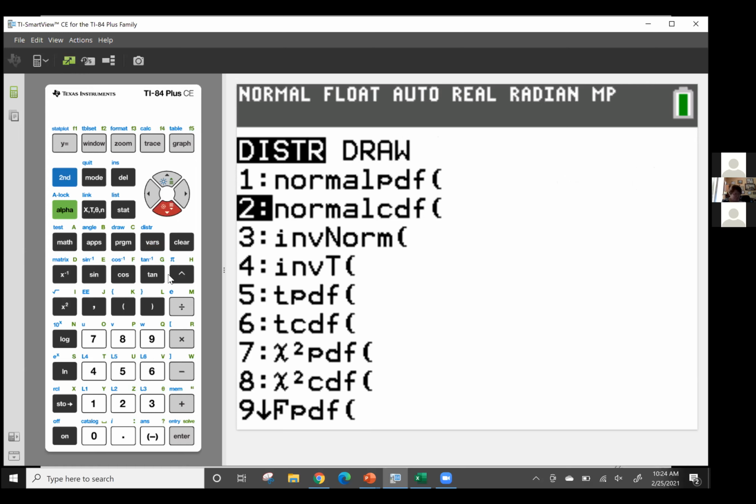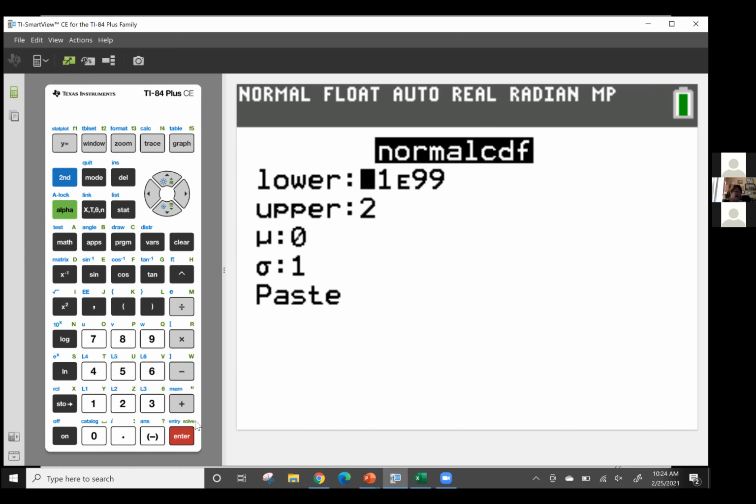We're going to use number 2. Now, my lower limit is 2. So I'm going to type in 2. In my upper limit, I need to type in a really big number because I want it to go to infinity to the right. So I'm going to type in 1 times 10 to the 99th, a really big number. So 1, second, EE, 99, which is a really big number. Okay? And then I'm going to leave my mu as 0, my sigma is 1, enter.